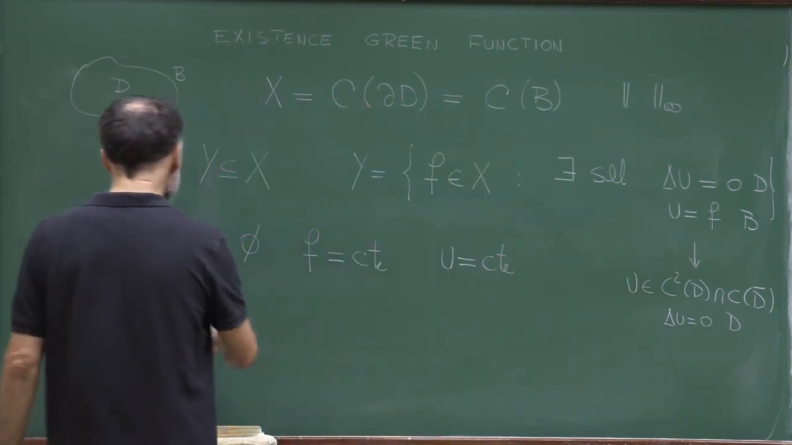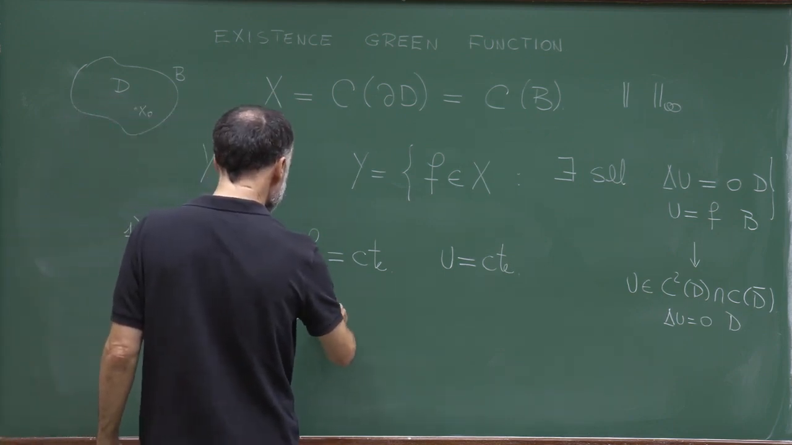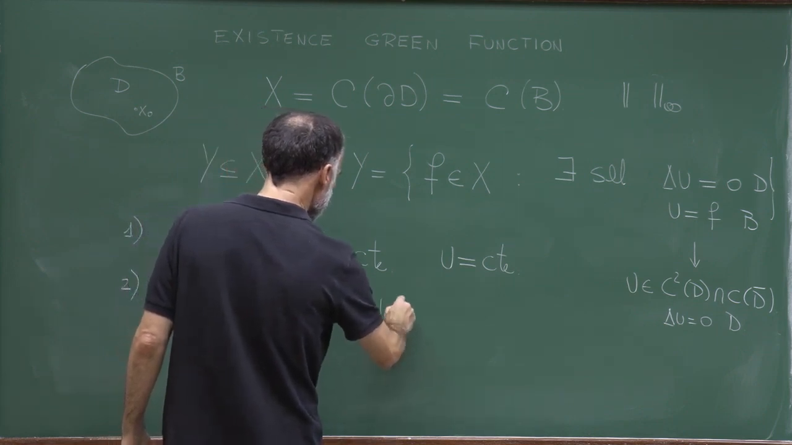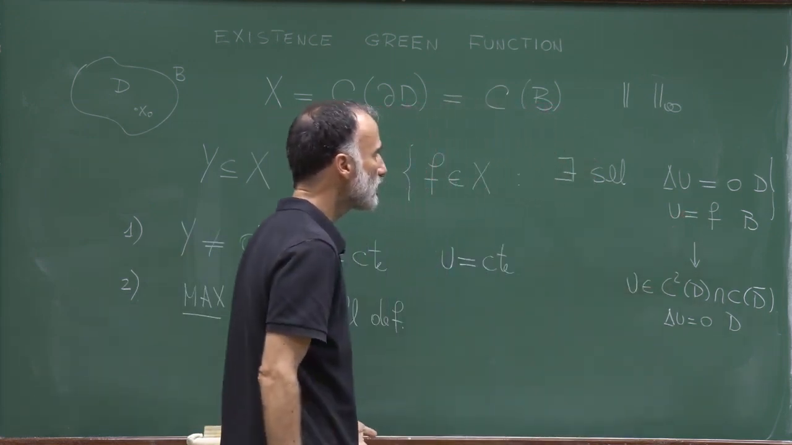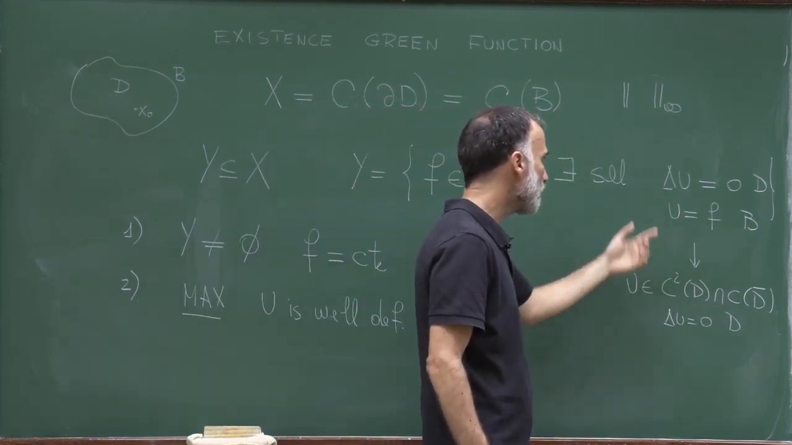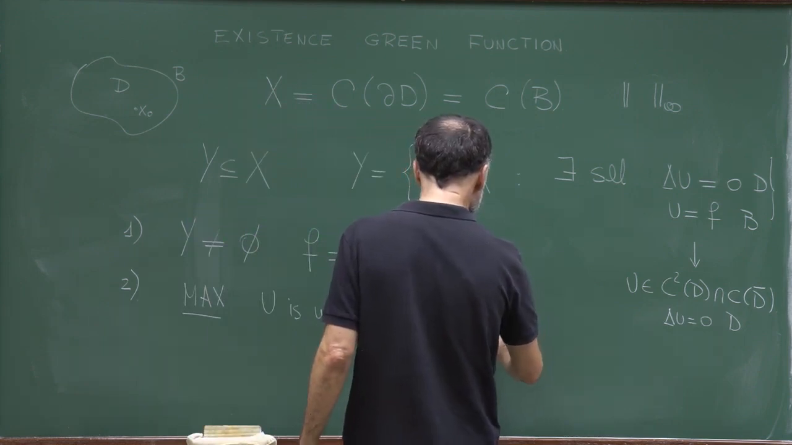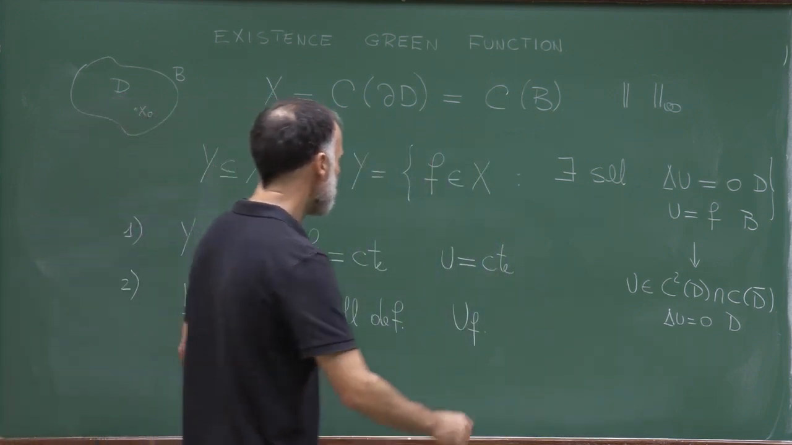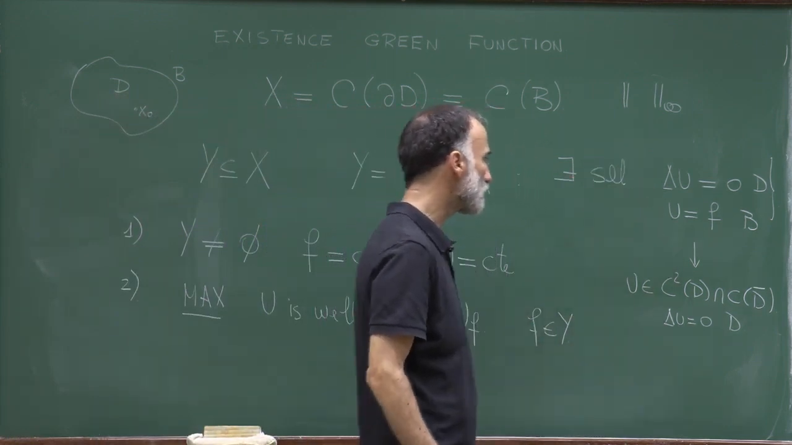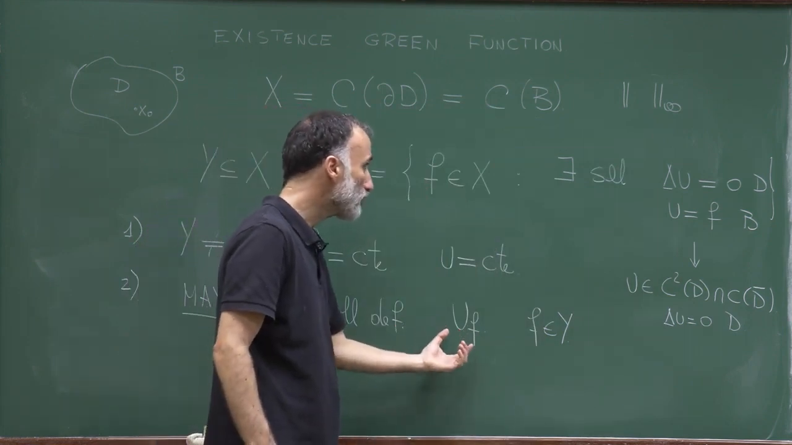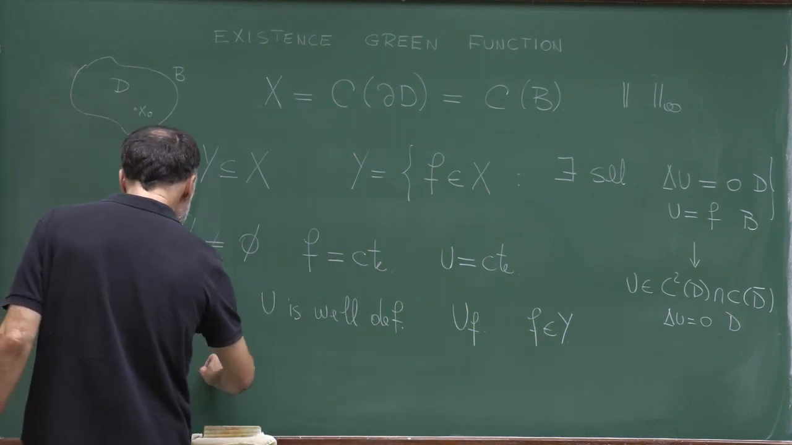Second, by the maximum principle, u is well defined. So if there is a solution, there is only one solution. And this has been observed before and follows from the maximum principle. And therefore, I will represent this solution by u_f. So if f belongs to Y, which means that if this equation has a solution, then I will represent by u_f the unique solution. And the third observation is that u is linear.